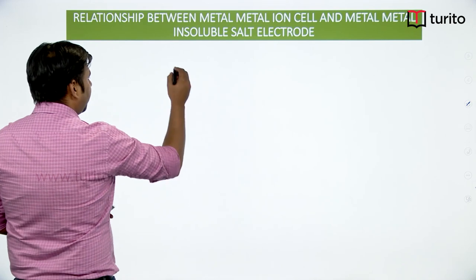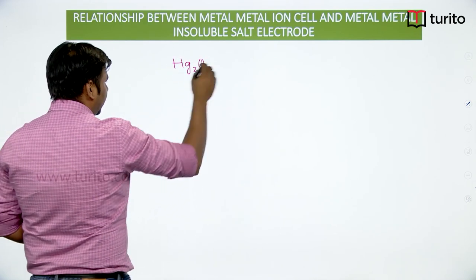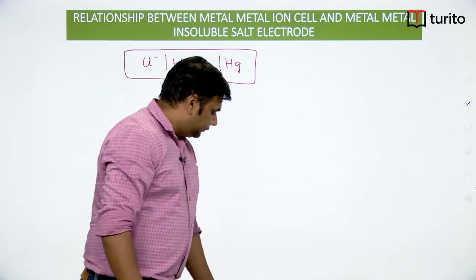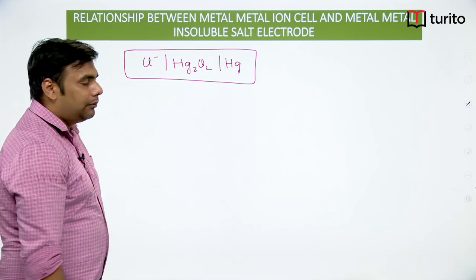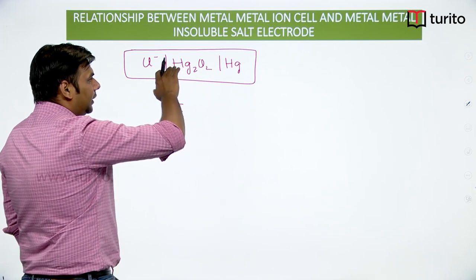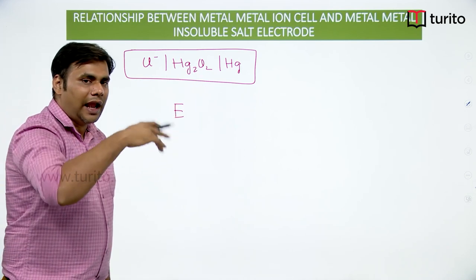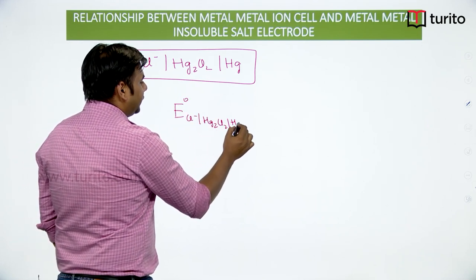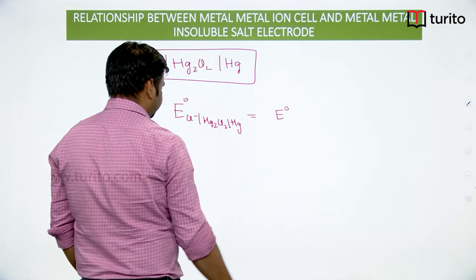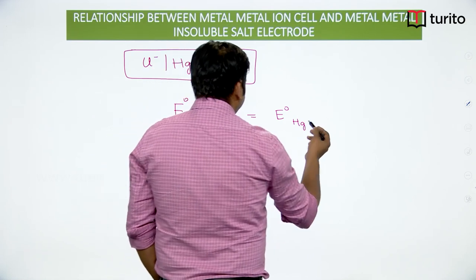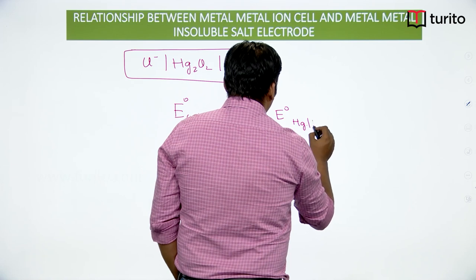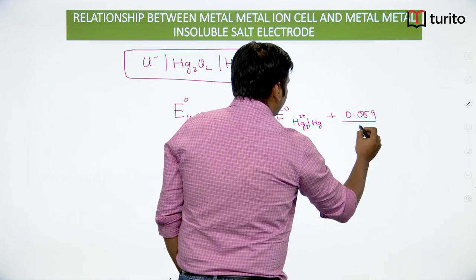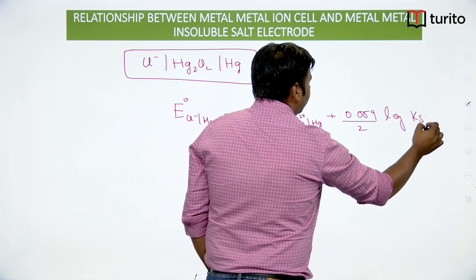So, let me just do the same thing for the calomel electrode. So, the calomel electrode was basically this. Okay. So, if we want to write a relationship between the metal insoluble salt, common ion and metal ion electrode, we will write this as E naught of Cl negative Hg2Cl2 changing into Hg is equal to E naught of Hg2 plus changing into Hg, plus 0.059 upon number of electrons exchanged, which would be 2, into log of solubility product of Hg2Cl2.